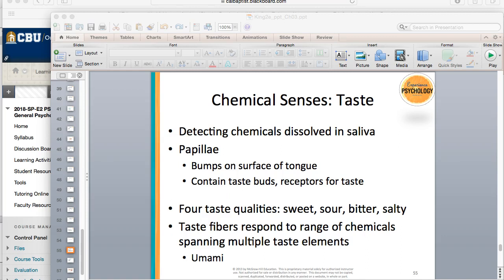So taste fibers respond to a range of chemicals spanning multiple tastes. Umami is part of the four taste qualities. Some people have a difficult time tasting this specific flavor, which is very interesting. Some people may experience it, some others may not. But like I said, it's part of the four senses, but it's not always talked about. It's very interesting. So if you want to look that up a little bit more, it's definitely something to be mindful of.